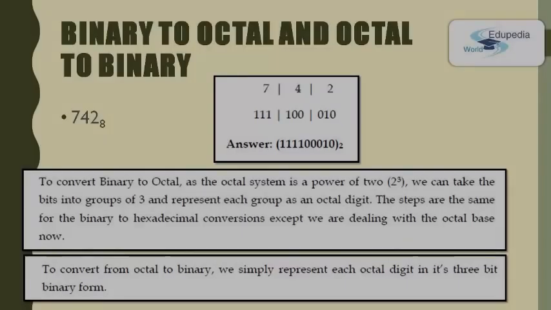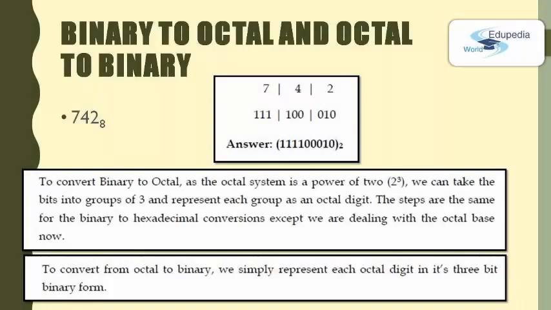Now the next one, hexadecimal fraction to binary, is the same process. You have to convert each digit in the hexadecimal value to its equivalent binary form, and each group should contain exactly 4 bits. So it is the same process. Therefore, we are not going to show you how the hexadecimal fraction to binary conversion process goes. We are going to skip that part and move on to binary to octal and octal to binary.